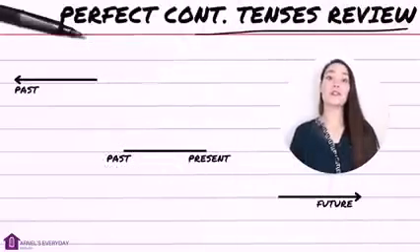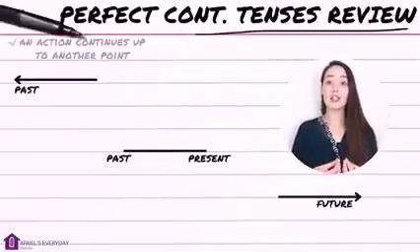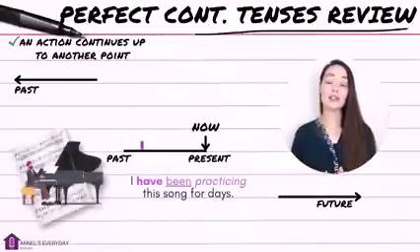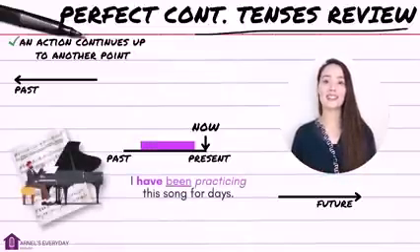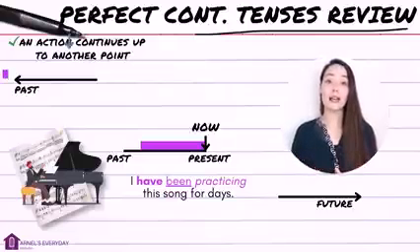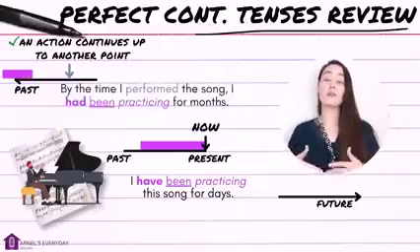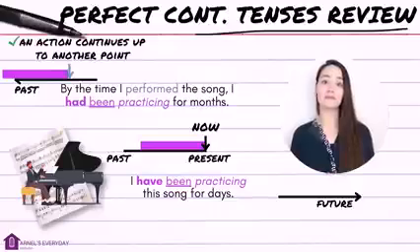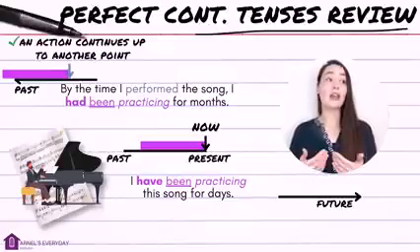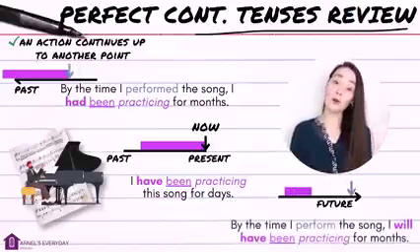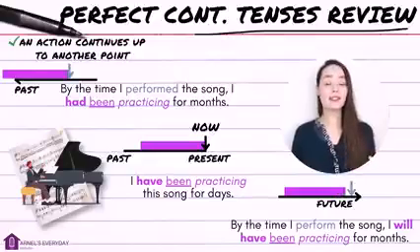Perfect continuous review. The perfect continuous actions continue up to another point. Present perfect continuous, up to now. I have been practicing this song for days. The past perfect continuous, an action continues up to another past point. By the time I performed the song, I had been practicing for months. Future perfect continuous, the action continues up to another future point. By the time I performed the song, I will have been practicing for months.